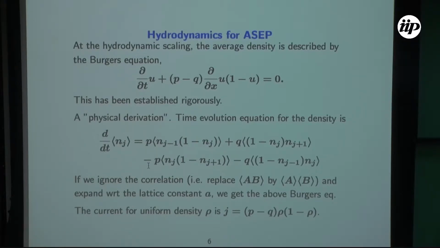And then one can introduce a lattice constant, maybe denoted by a, and take an expansion with respect to a. Then when a goes to 0, what we get is this Burgers' equation. So in this way, naively, one can get this hydrodynamic equation from the microscopic description of ASEP, right?